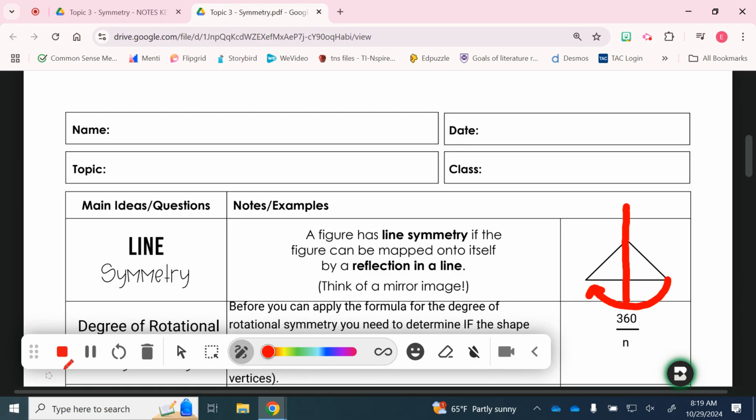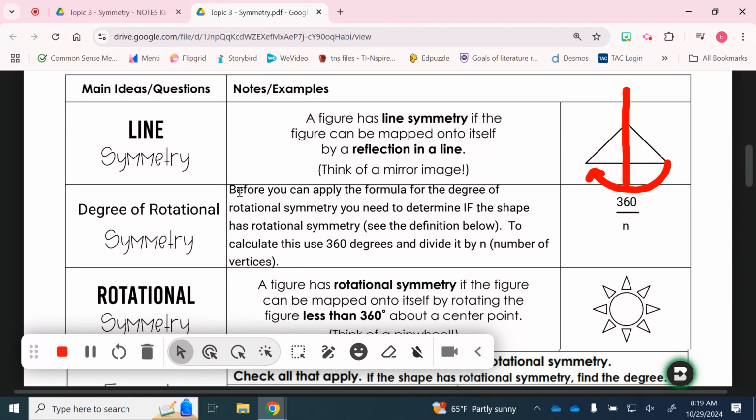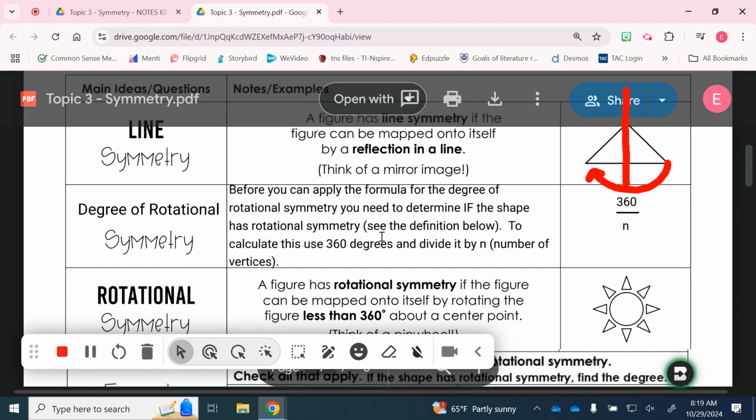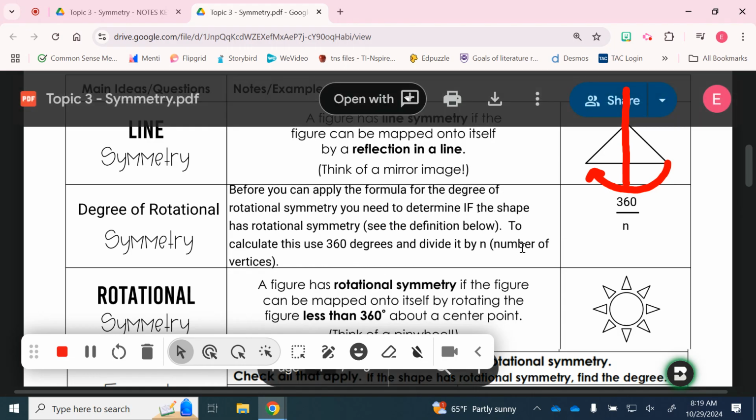That's line symmetry. Now this next part, degree of rotational symmetry, that is a big deal. Before you can apply the formula for the degree of rotational symmetry, you need to determine if the shape has rotational symmetry. See the definition below. To calculate, use 360 degrees and divide it by n, the number of vertices. Star it. Feel free to add this to your foldable too, so you have access to it. That's the one thing that's not in your foldable.